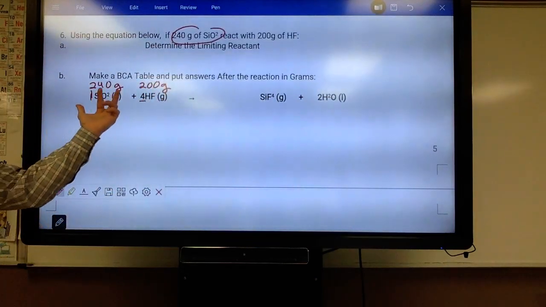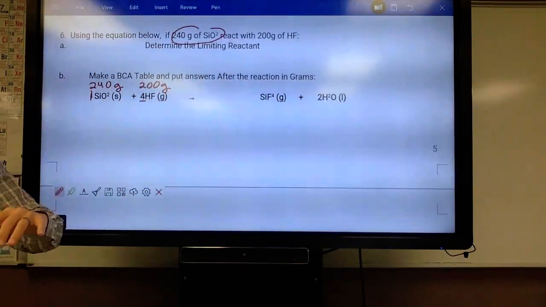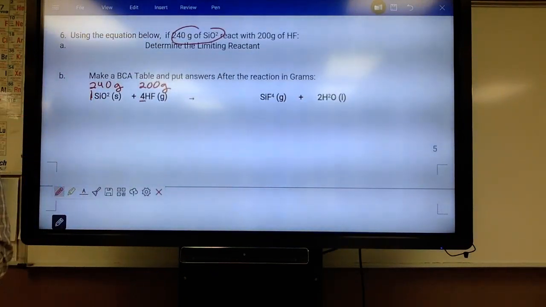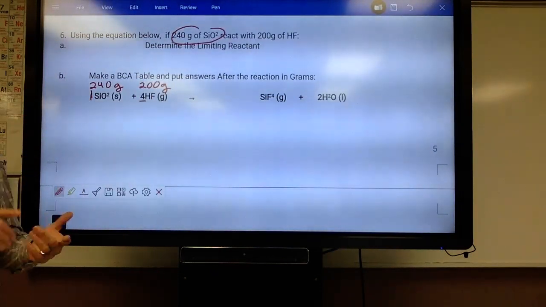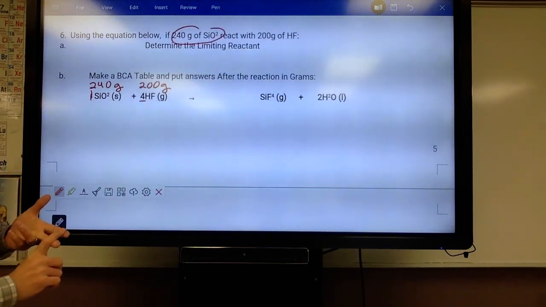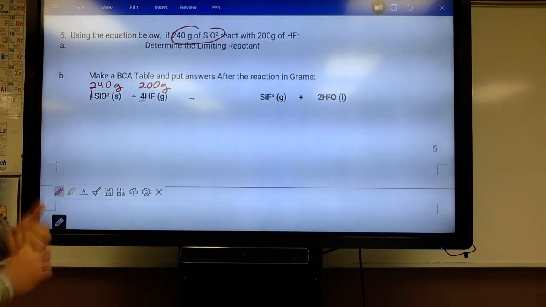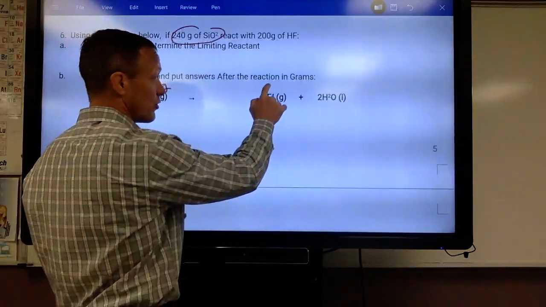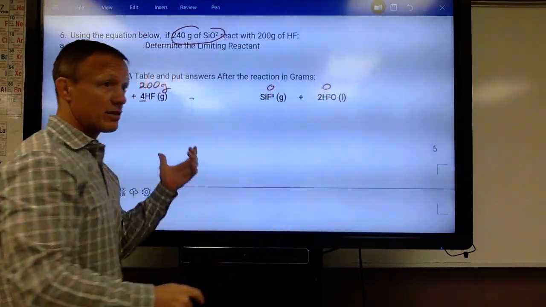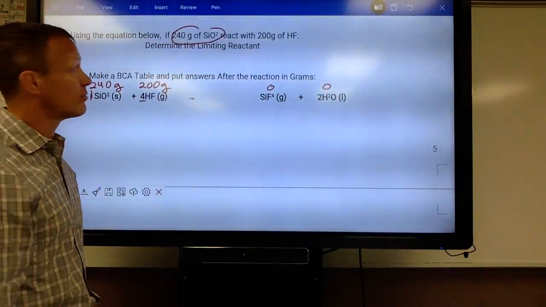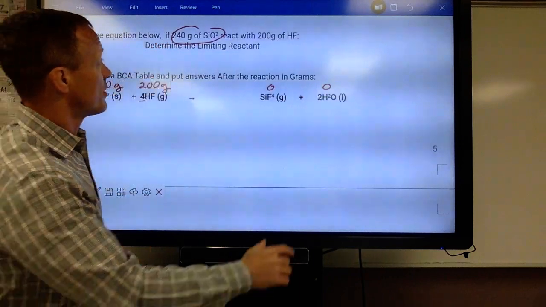So if I ever give you both reactants, you typically need to figure out which one's going to run out first. And maybe they're in the right ratio. So figure out which one's going to run out first and who's the excess. Okay, let's figure out the limiting reactant. Remember, these would be 0 grams to start with, because until these start reacting, there would be none of them. So let's convert these into moles. Let me do this up here.